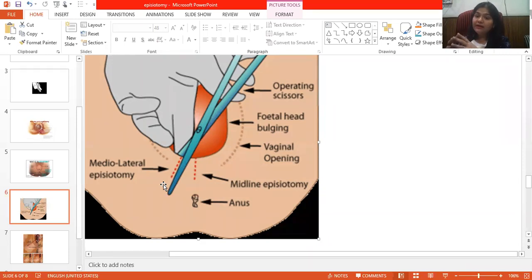So every normal delivery or normal labor tray has 1%, 2% lignocaine loaded in a syringe, so that at the last minute, if you need an episiotomy, you are not struggling to prepare all these things. So how do you give an episiotomy?